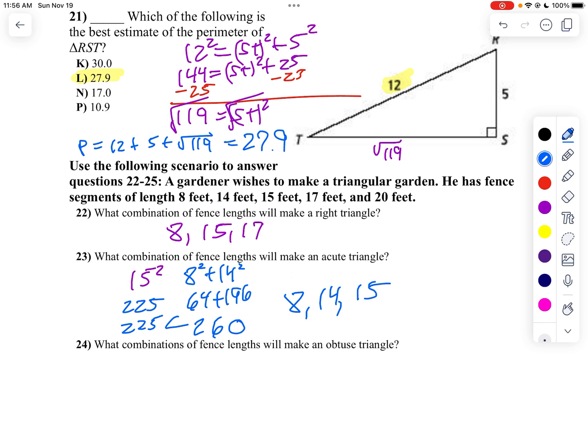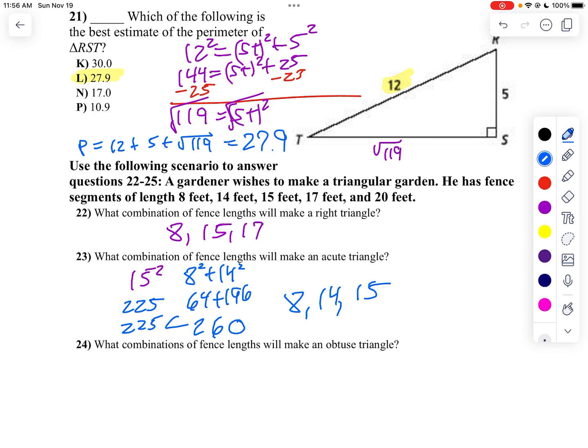Now, are there more than one correct answer? Maybe. Will 14, 15, and 17 work? That might work too, but I like 8, 14, and 15.